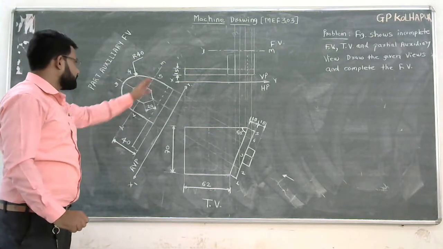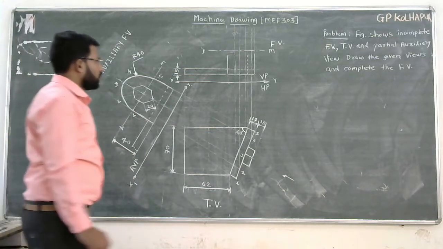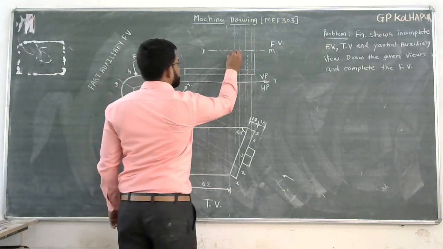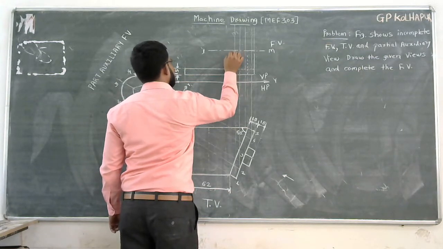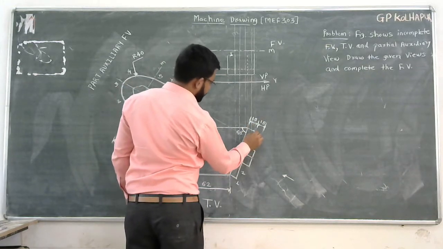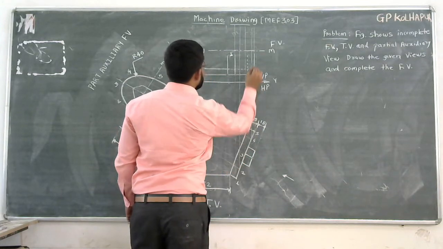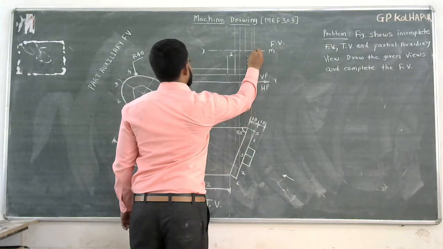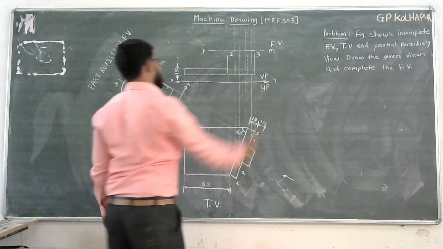On axis LM, the point 1 and 5 will lie. So on this LM, this is point number 1. So this is point 1, and next is point 5. Next, point 5 will lie on projector of 5. So at this point, point 5 will lie.